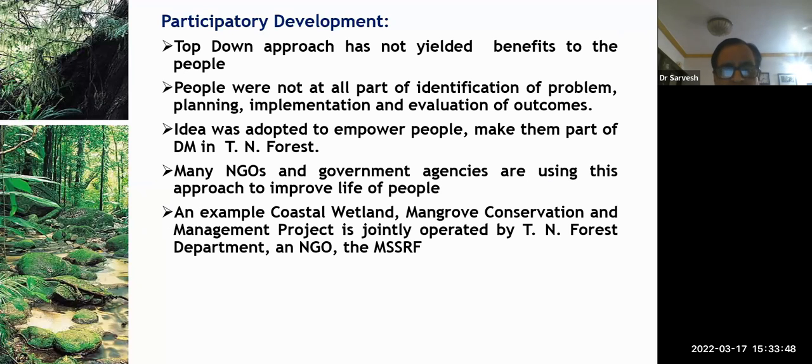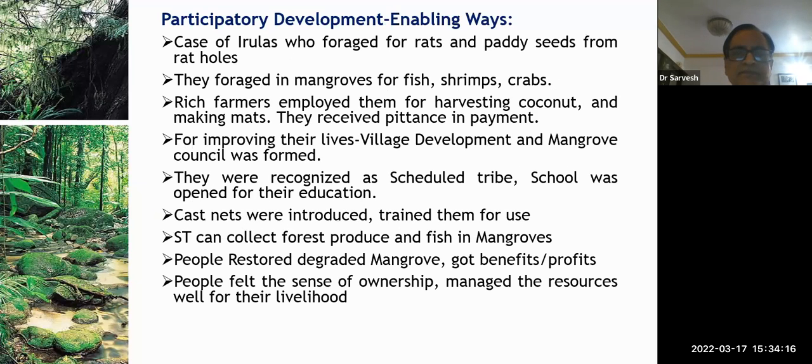Now, this is the particular case where it was really employed in decision making in the Tamil Nadu forest. Many NGOs and government agencies use this approach to improve the life of people. And this particular case was the coastal wetland mangrove conservation management project, and these projects are jointly operated by Tamil Nadu Forest Department and NGO, the MS Swaminathan Research Foundation.